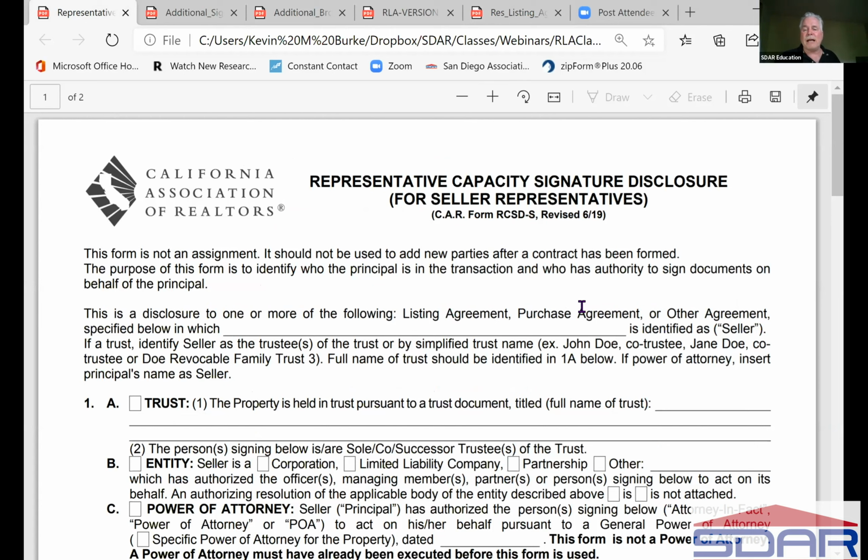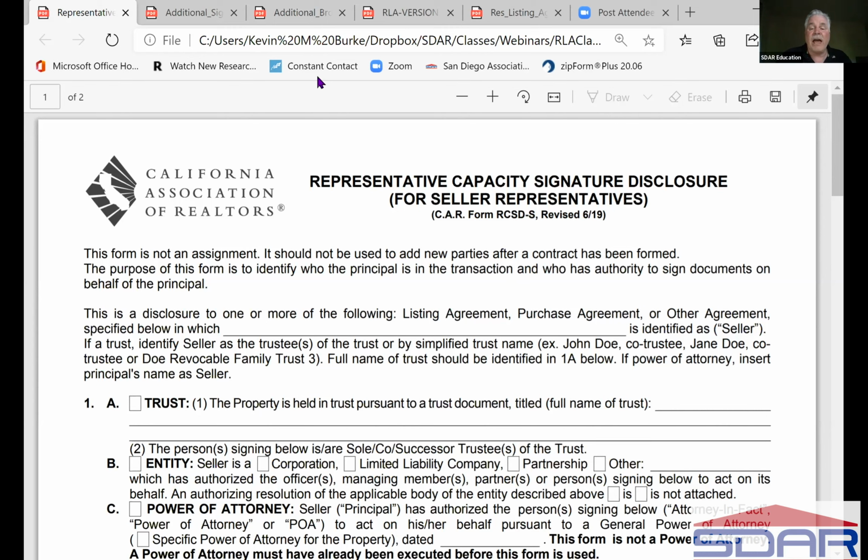This is the representative capacity signature disclosure for seller representatives. Now in our template, we automatically have this form included, because you're going to find probably half of our properties in San Diego County are held by non-natural persons. People just don't buy property in their own name anymore. I know I haven't done it for decades. I buy them in other names, so that I'm a little difficult to find, that kind of thing. So we have this in our template because we're assuming we're probably going to need to use it in the transaction. Okay. So again, this is the RCSDS.